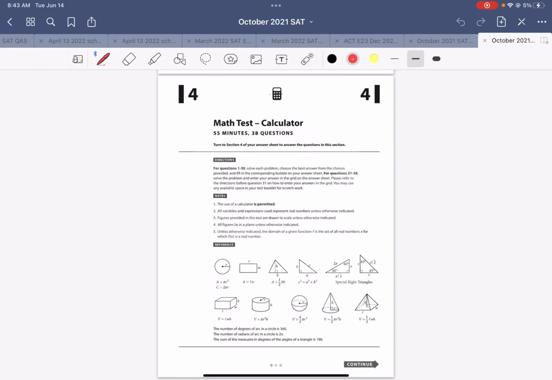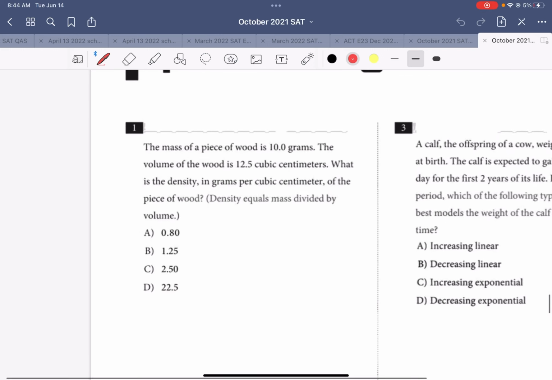This is section 4, October 2021 SAT. Okay, number 1.